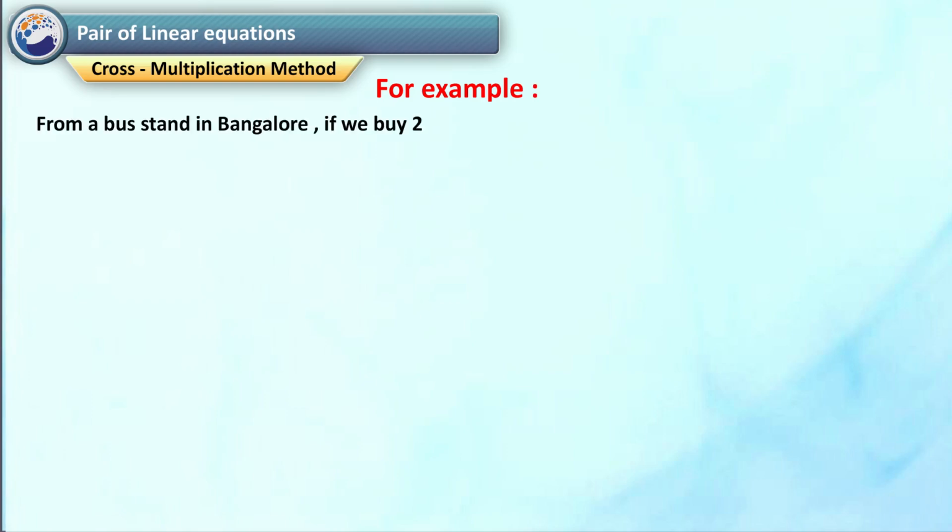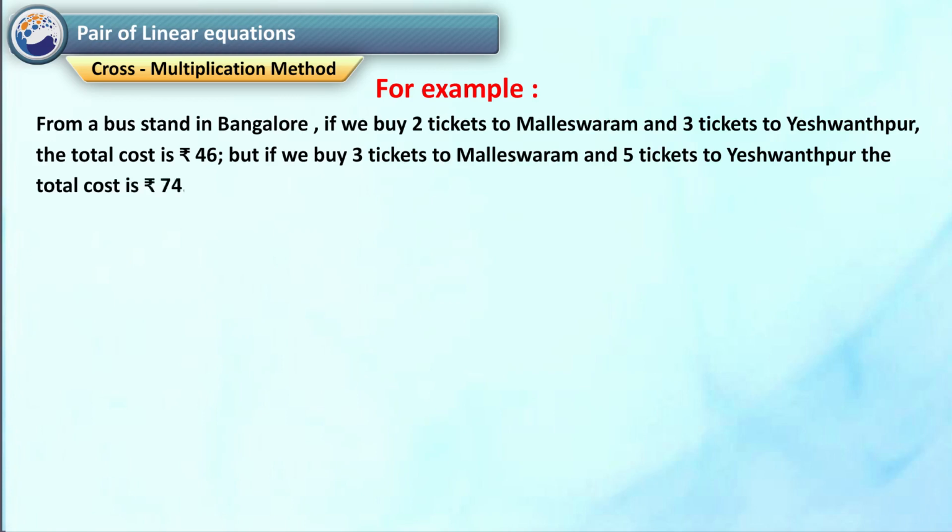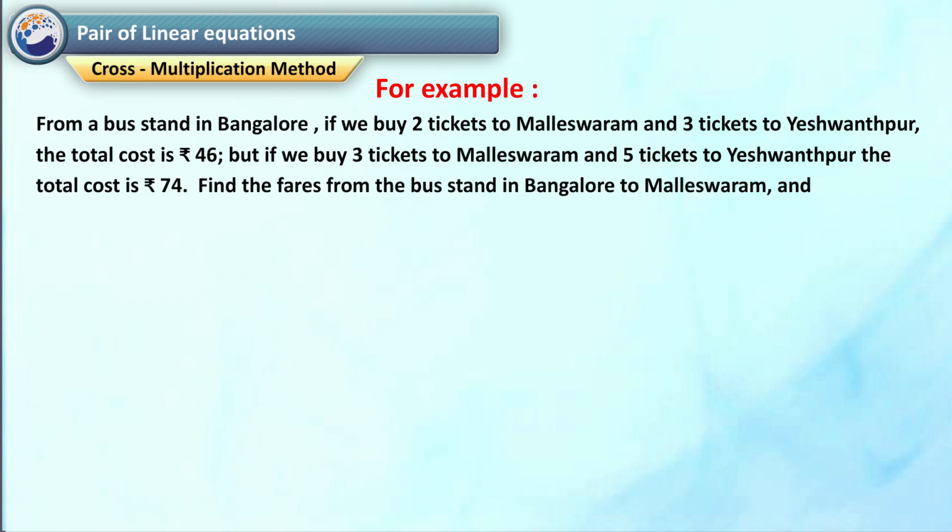For example, from a bus stand in Bangalore, if we buy 2 tickets to Malleshwaram and 3 tickets to Yeshwanthpur, the total cost is rupees 46. But if we buy 3 tickets to Malleshwaram and 5 tickets to Yeshwanthpur, the total cost is rupees 74. Find the fares from the bus stand in Bangalore to Malleshwaram and to Yeshwanthpur.